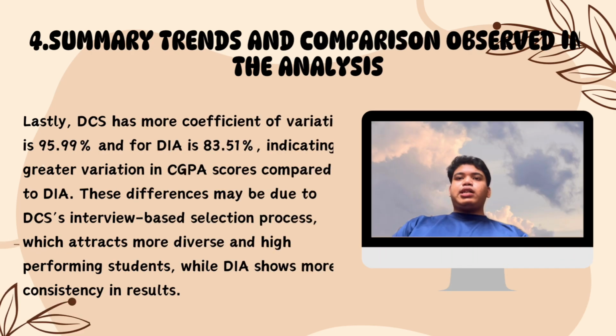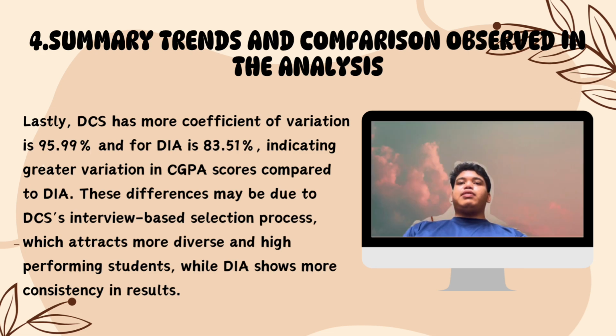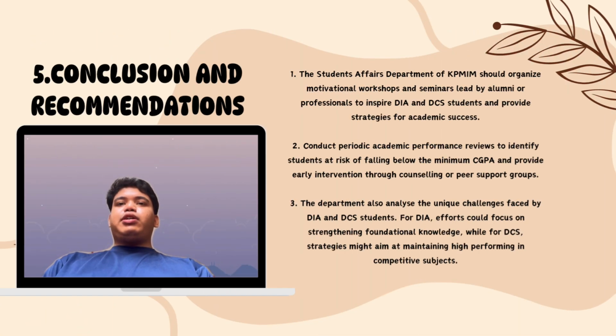Lastly, DCS has a higher coefficient of variation, 95.99%, and for DIA it is 83.51%, indicating greater variation in CGPA scores compared to DIA. These differences may be due to the DCS interview-based selection process, which attracts more diverse and high-performing students, while DIA shows more consistency in results. Conclusion and recommendation.